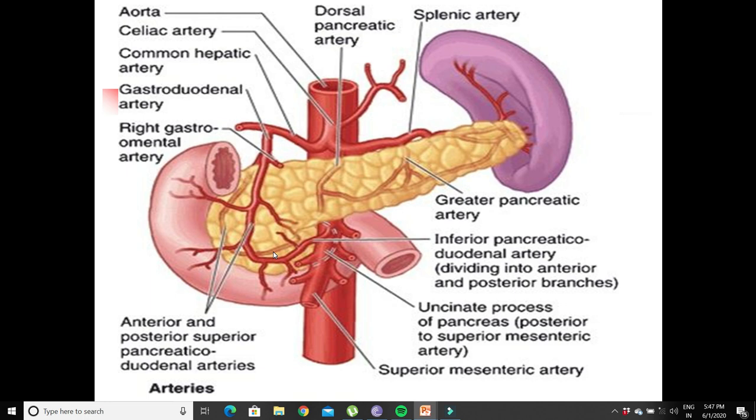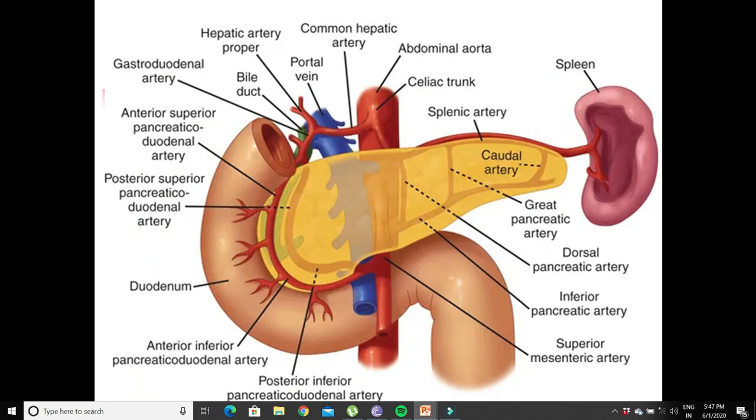Easy to remember the relations, nothing to worry. Let's see one slide more regarding the relations of the head. The duodenum's first part is related with the superior border, the third part with the inferior border, and the second part with the right lateral border. And the arteries are the superior pancreatico-duodenal artery and the inferior pancreatico-duodenal artery, and here lies the anastomosis. They form the relations of the head of the pancreas.